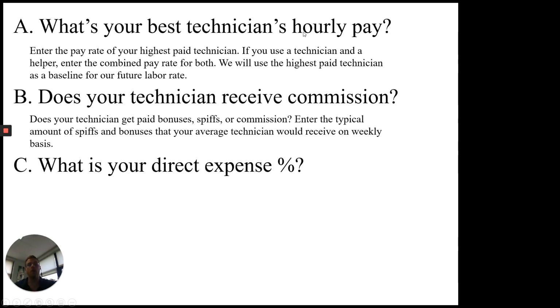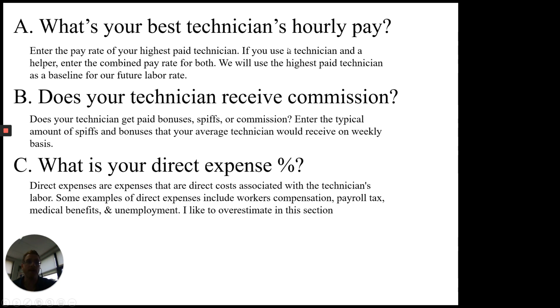Now, what is your direct expense percentage? So what falls under a direct expense? Most direct expenses are direct costs that are associated with the tech's labor. So workers' comp, payroll tax, benefits, unemployment. Like I wrote over here, I like to overestimate in this section, just because I'd rather be over than under. It makes the most sense.